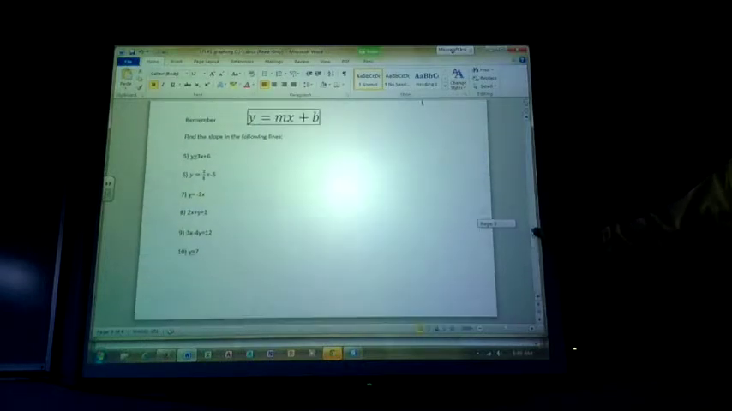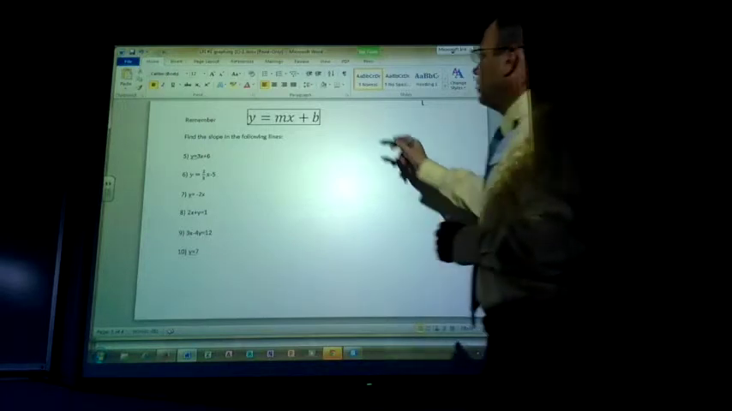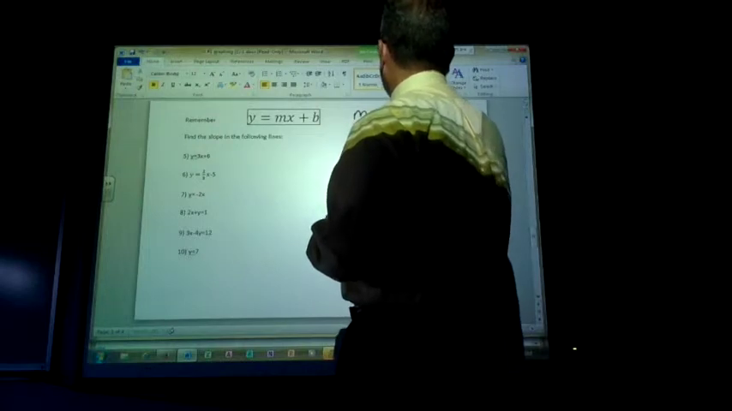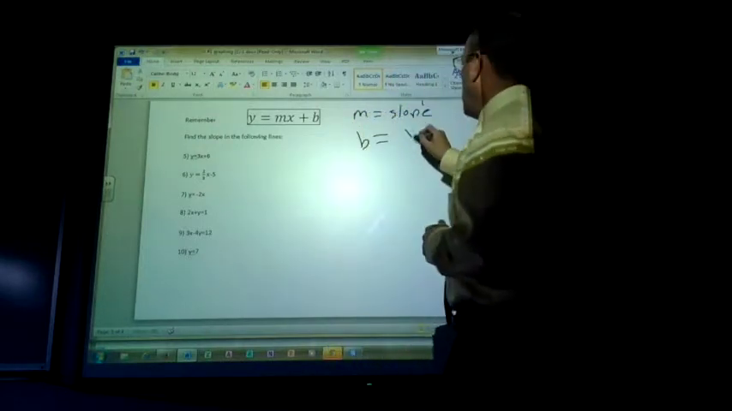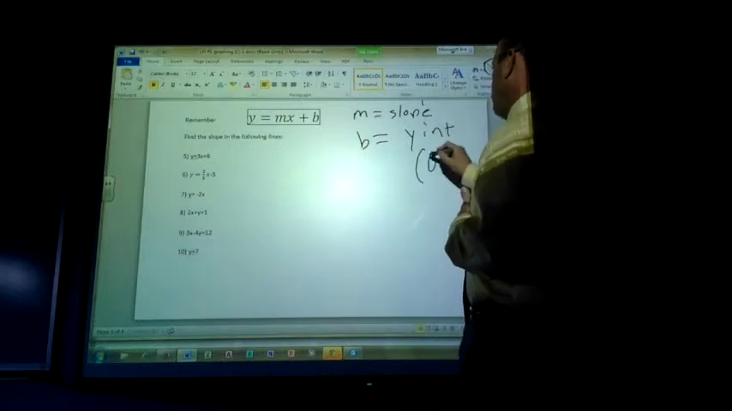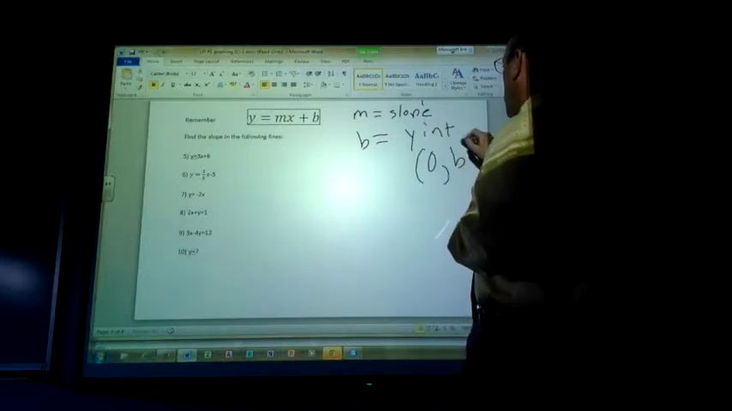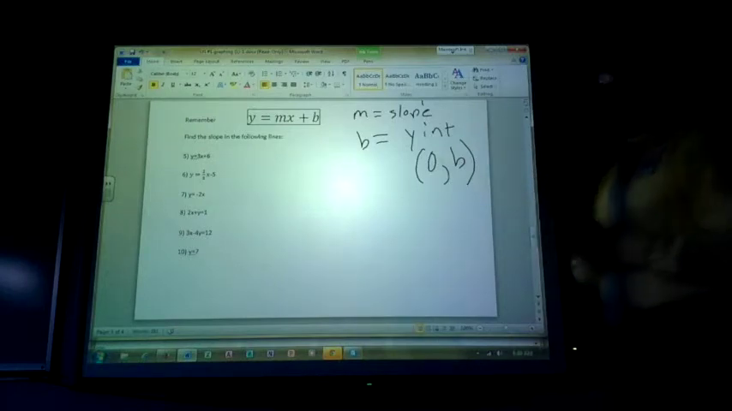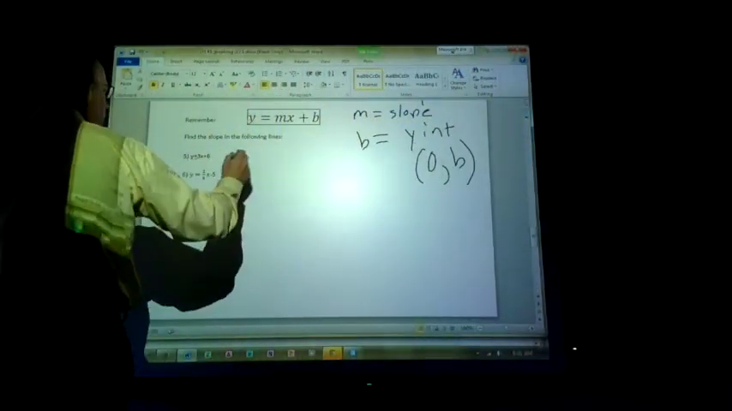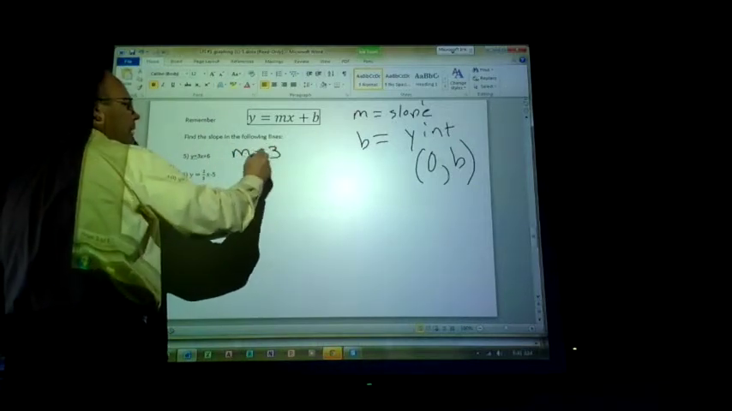The last thing is, we're going to be talking about this equation where we have y all by itself. So you have y equals mx plus b. And this is called slope-intercept form. The b represents where it crosses the y-axis, and that m represents the slope. And the slope is like a map to find a different point. So m is slope, and b is the y-intercept, which is actually a point (0, b).